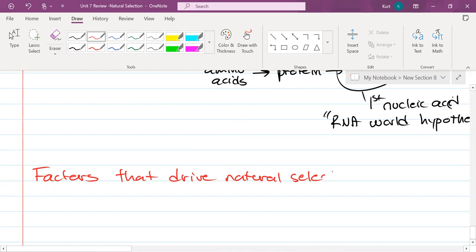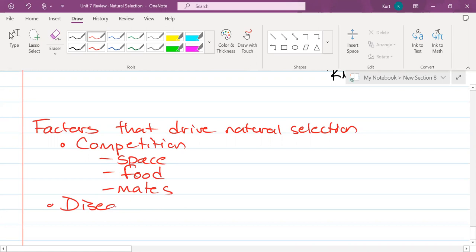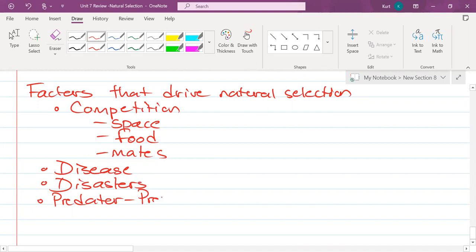We have competition. Remember, that was the biggest one I told you about. Competition for what? Well, we got space, food. And what's the third one? Mates. That's right. Disease. Surviving disasters. Predator-prey relationships. Let's see if there's any others I'm leaving out.